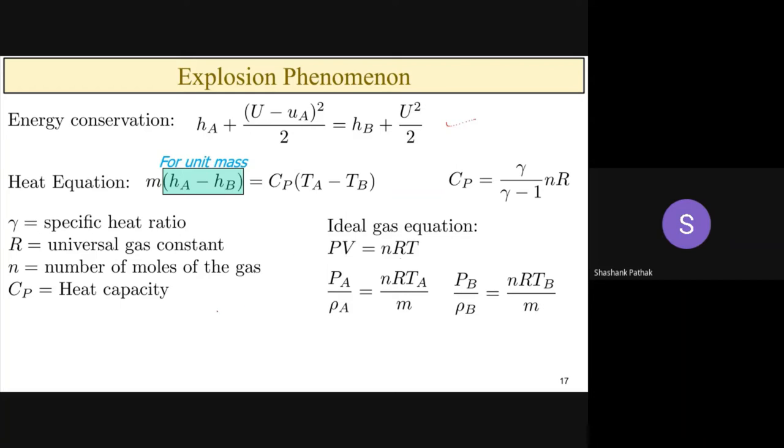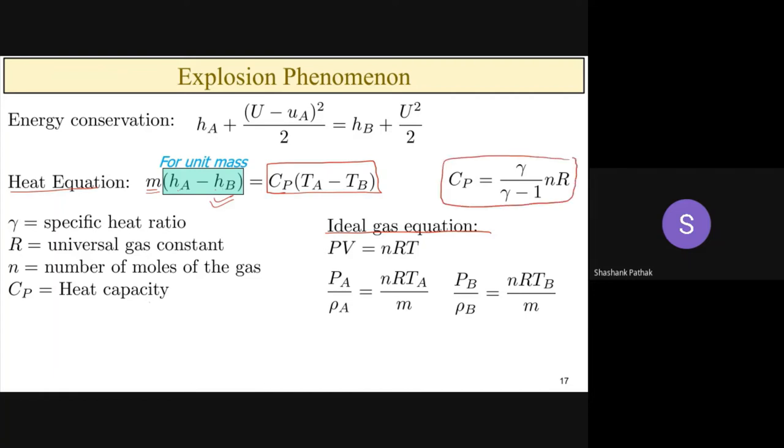I do not expect you to be experts in thermodynamics and writing all these equations, because this is more towards thermodynamics. That's why I've directly given the basic derivation here: for unit mass, this was the change in internal energy. If we multiply with the mass m, this will give you the complete change in internal energy for the entire mass. That change in internal energy will be reflected in the change in temperature, which is written by Cp, the heat capacity, multiplied by the temperature difference. That can be given by this equation.